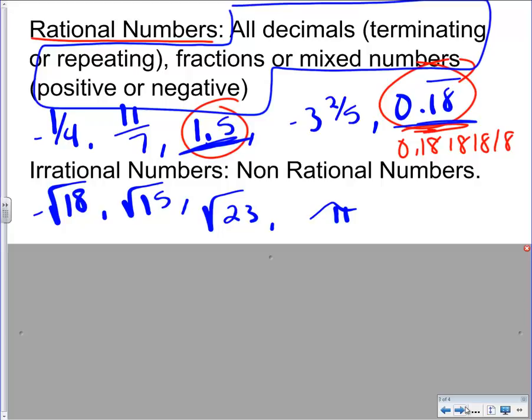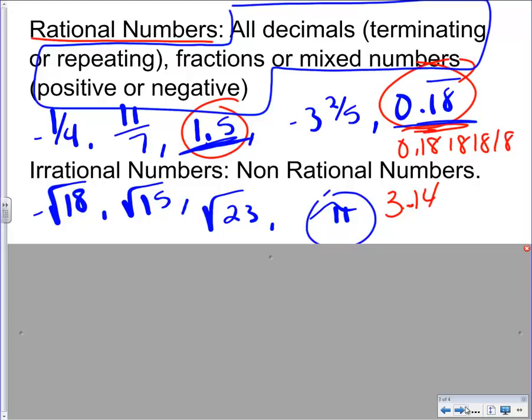Same thing with 15, same thing with 23. If you type those into your calculator, you would not get a pretty number. And why is pi here? Some of us have a hard time with this one because we know that pi is 3.14. That's actually true, but sort of false as well.